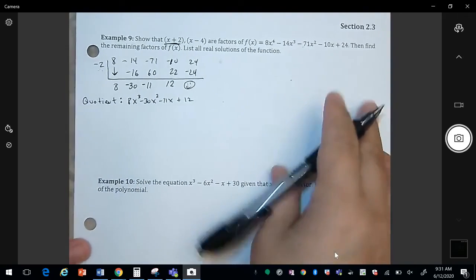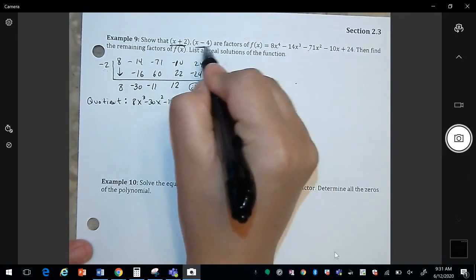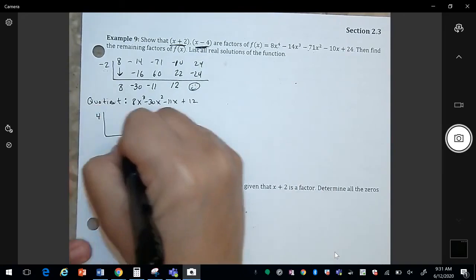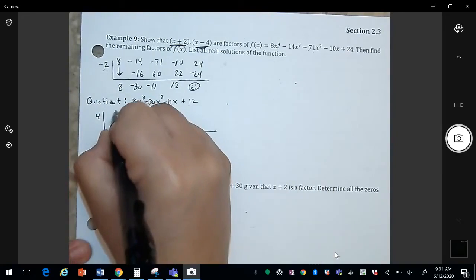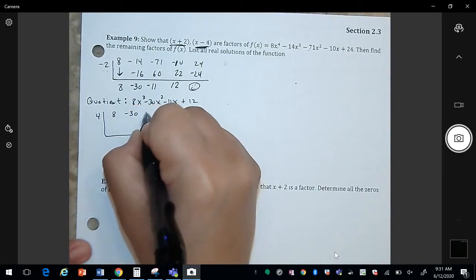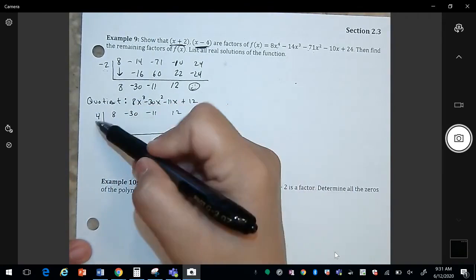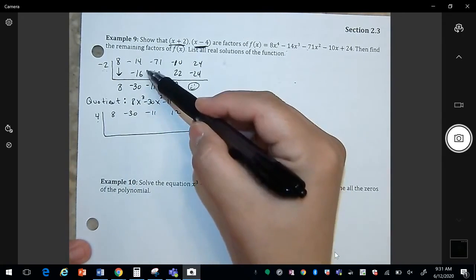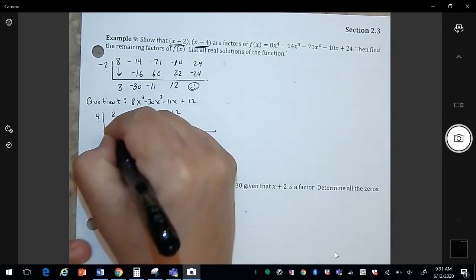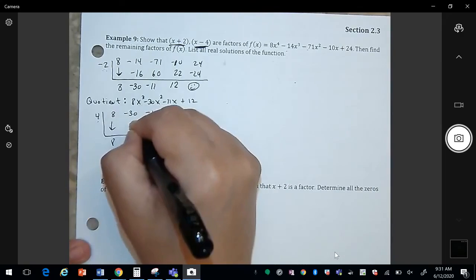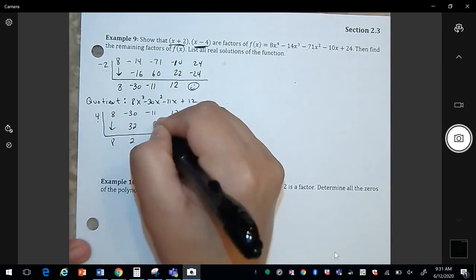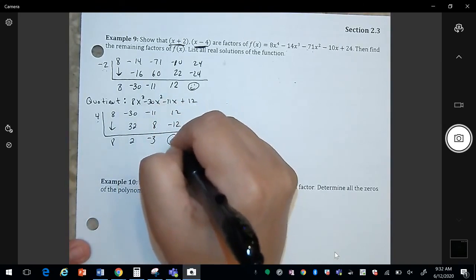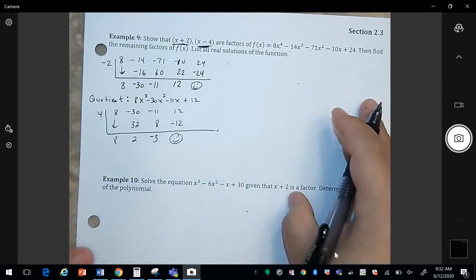So now we use this quotient and we look at the second 0 they give us. It says minus 4, so I'm going to use a positive 4. And I'm going to use these coefficients: 8, negative 30, negative 11, and 12. You could have used the 4 with the original, but since we're trying to break it down, that's why we're doing 2 synthetic divisions. So we bring down the 8. 8 times 4 is 32. Plus negative 30 is 2, times 4 is 8. Plus negative 11 is negative 3, times 4 is negative 12, plus 12 gives me 0. So that makes me happy there.